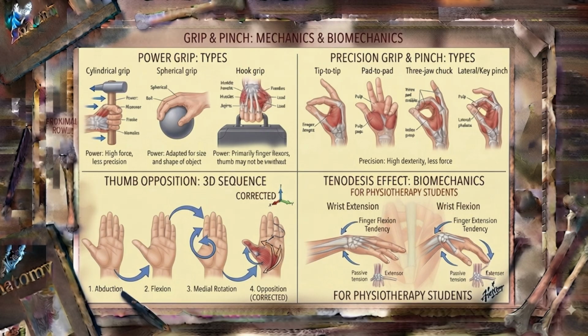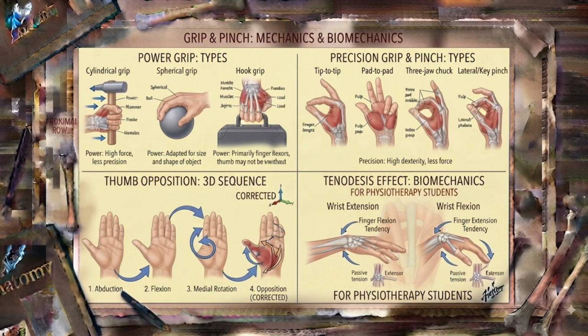Now let's talk about grip. Power grip is used when we need to generate force. Examples include cylindrical grip, spherical grip, and hook grip. These grips require coordinated activity of the long finger flexor, intrinsic muscles, and appropriate wrist stabilization. A stable wrist provides a mechanical base from which the fingers can generate force. So, hand function is not just about finger muscles, the wrist position is also extremely important.